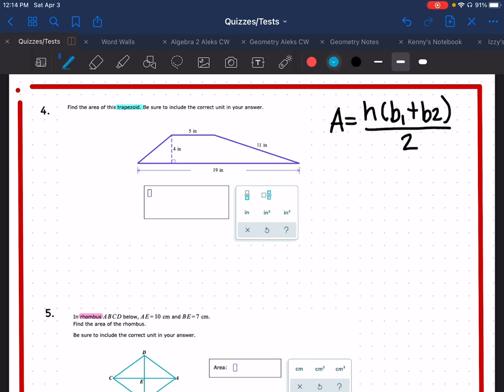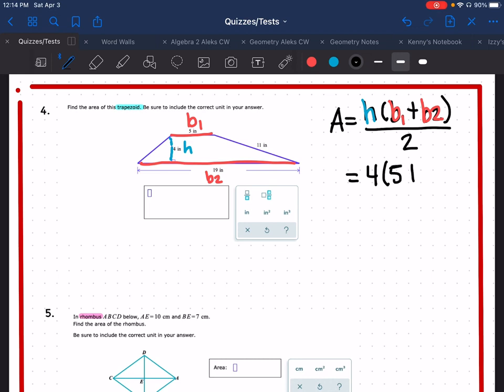Now, if you remember from that lesson, we talked about them being in different colors. So I'm going to use my color to help me out. Remember, base 1 and base 2 are the two parallel sides, and the height is going to be this guy right here. Everything's labeled. Let's go ahead and start plugging in.